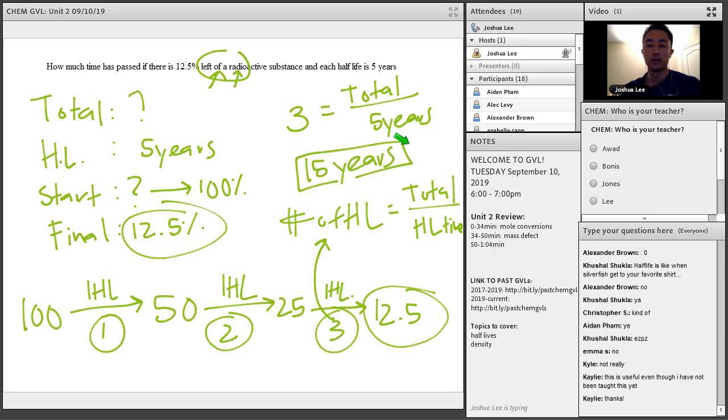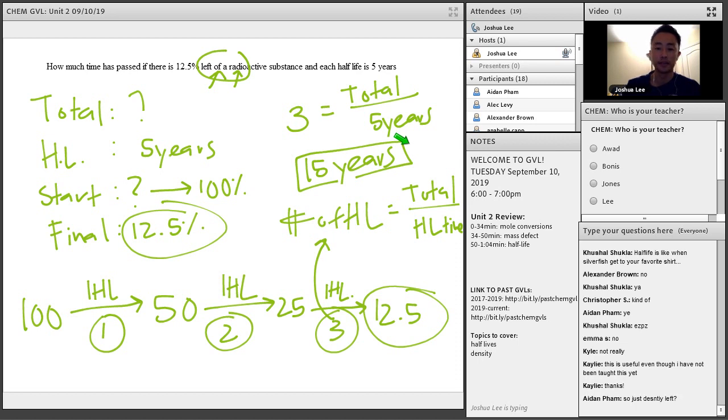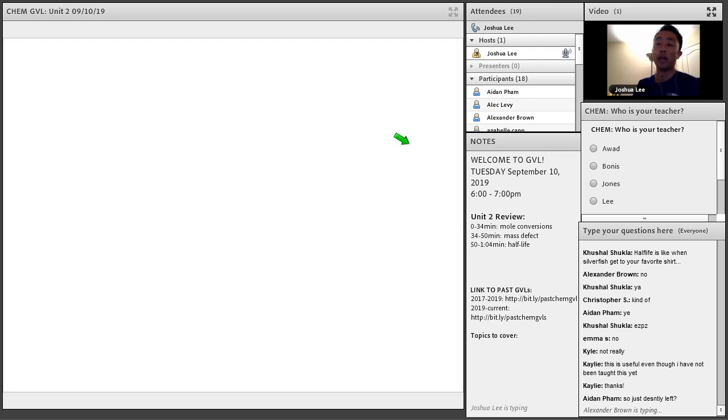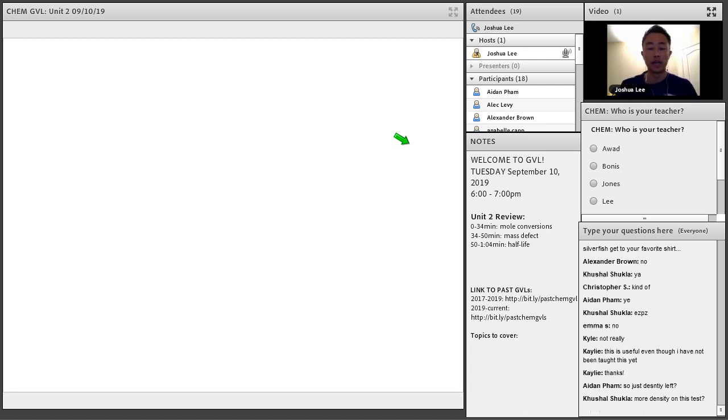Talk about Half-Life. So last thing we're going to talk about, we'll go through density. Density we actually covered in our previous GVL. So if you want extra practice with that, going more in depth, feel free to watch that one. But since someone asked about density, we'll talk about it.